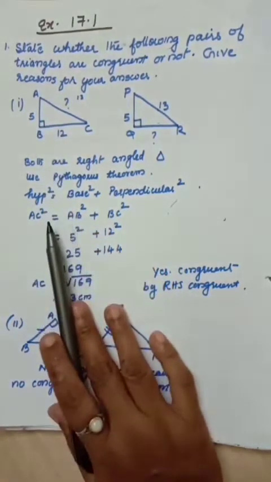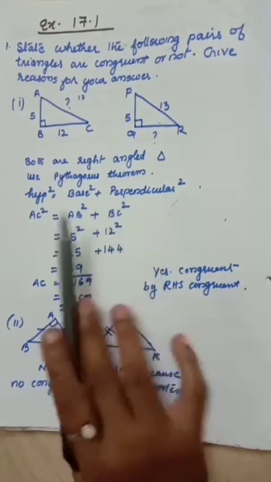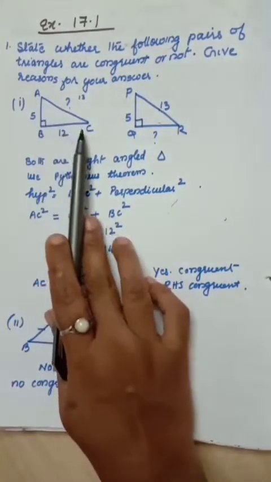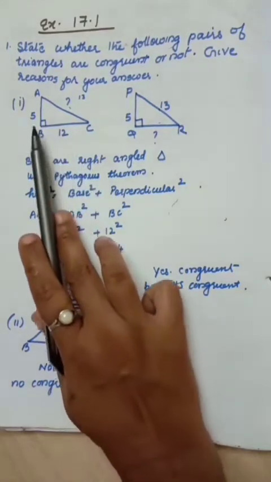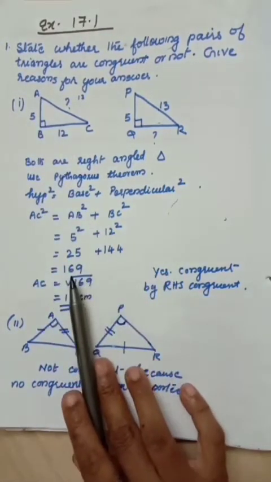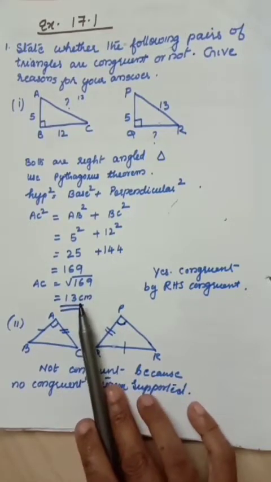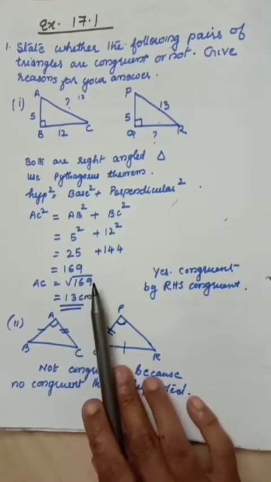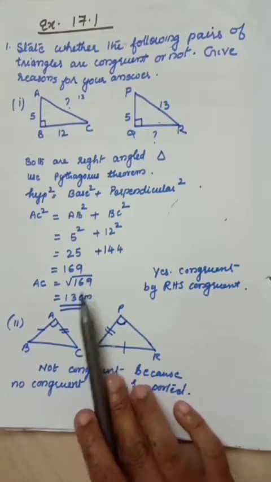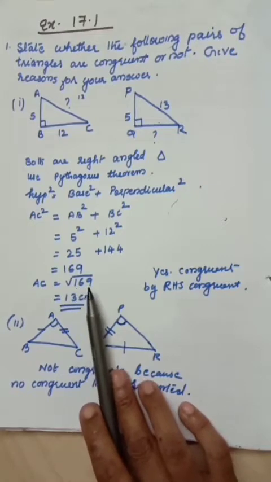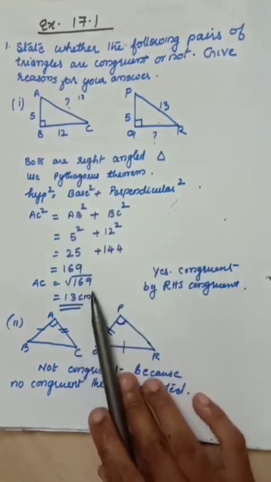How? Hypotenuse square equal to base square plus perpendicular square. Hypotenuse is AC. AC square equal to 12 square plus 5 square. You will get 169. Square root of 169 you will get 13 centimeter. Square root of 169 means which number multiplied two times gives 169. 13 multiplied two times you will get 169. So the hypotenuse is 13 centimeter.